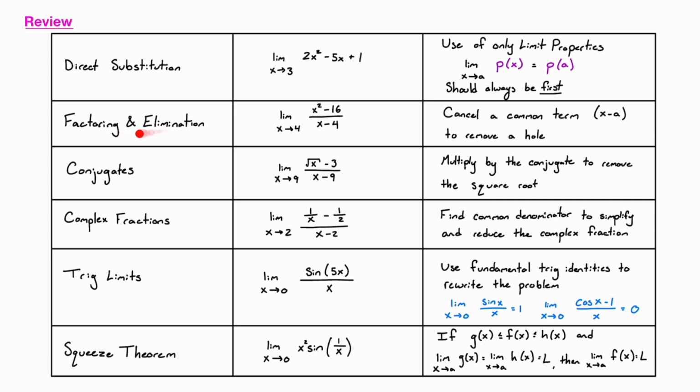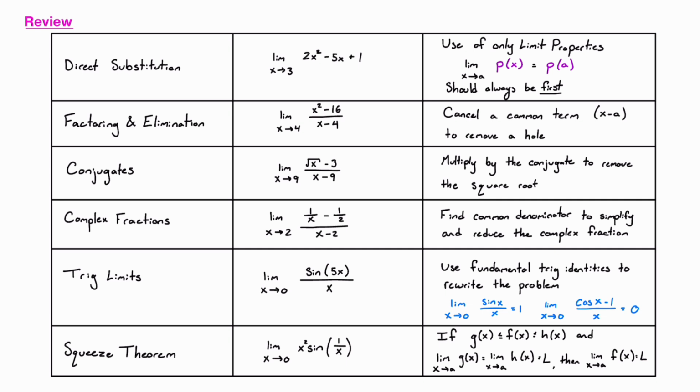Our next one was factoring and elimination. So that's when you have something of this setup where you can actually expand something in the numerator or denominator and cancel a common term out to remove a hole in the graph. For the conjugates, we use this if we see a square root and we are adding or subtracting some number with it. Then we can actually multiply by the conjugate to remove that square root and solve with substitution. With complex fractions, this is if we have a fraction in a fraction. What we want to do is find a common denominator to simplify and reduce this complex fraction.